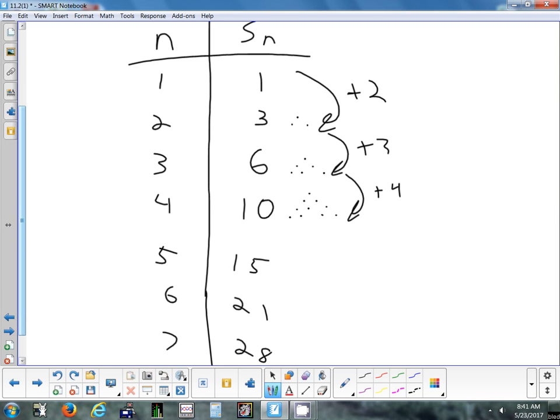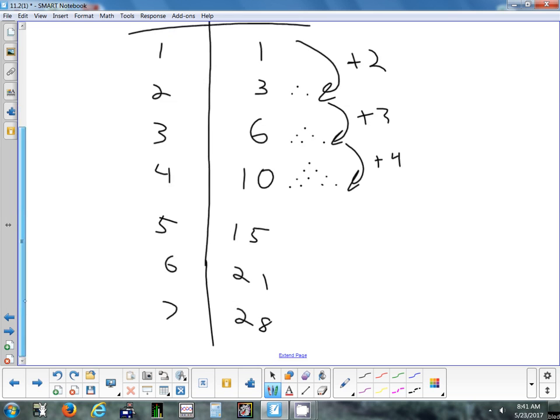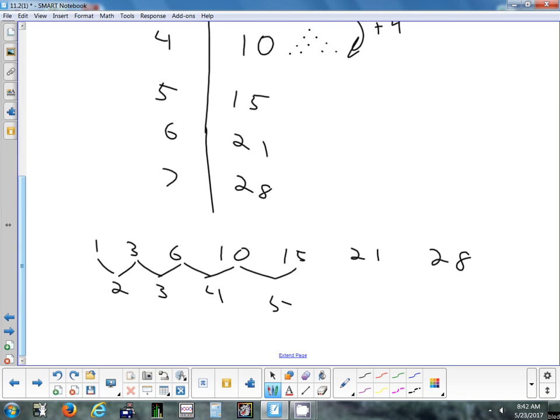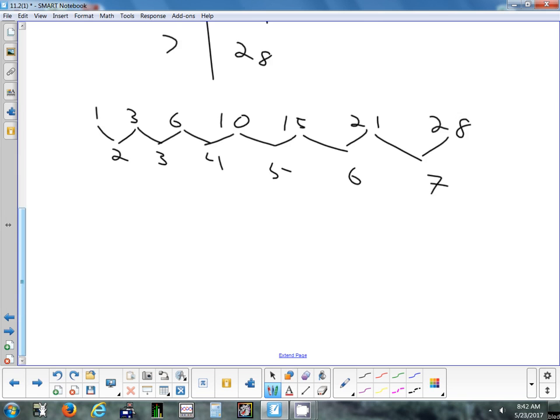Let me show you something you can do. Let's make a row of these numbers: 1, 3, 6, 10, 15, 21, 28. And I want to find the differences between them. I want to start with the right number and subtract the left number. What's 3 minus 1? 2. 6 minus 3? 3. And then that's 4, 5, 6, 7. Do it again. What's 3 minus 2? 1. 4 minus 3? 1. They're all 1s.